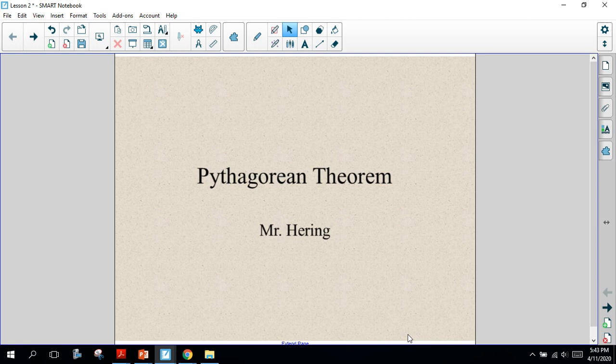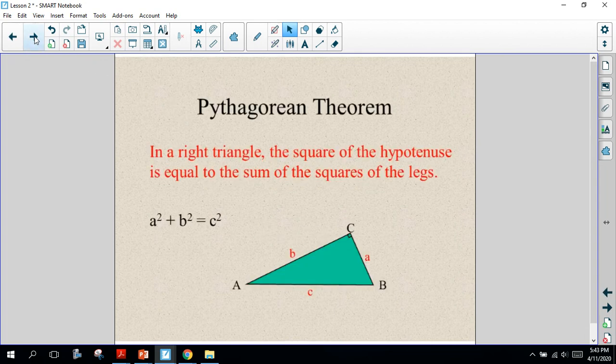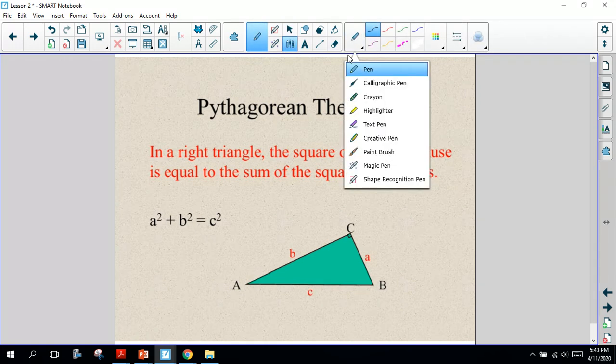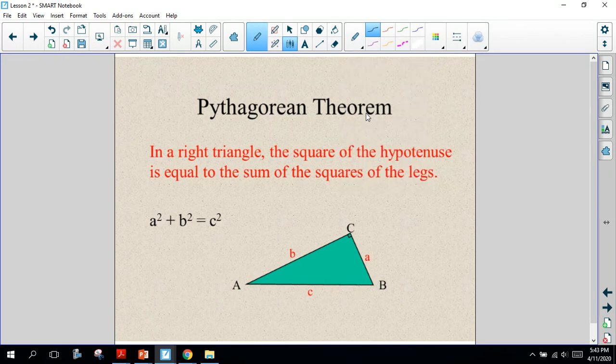Okay, guys, we're going to take the time to revisit the Pythagorean Theorem today. The Pythagorean Theorem simply says that in a right triangle, the square of the hypotenuse is equal to the sum of the squares of the legs. The thing that you would remember is the formula that comes out of it, which simply says that a squared plus b squared is equal to c squared.